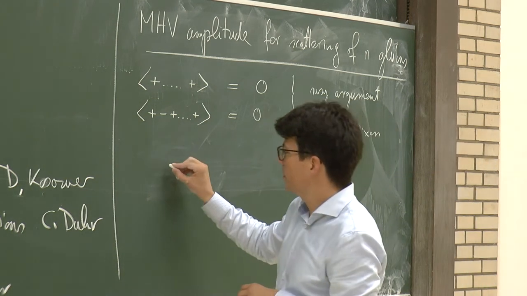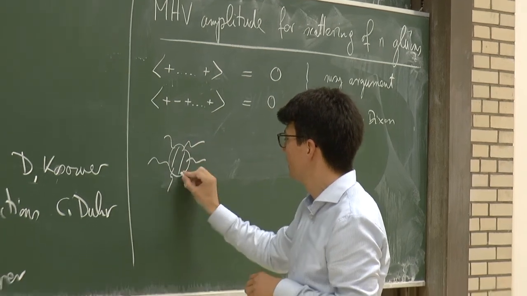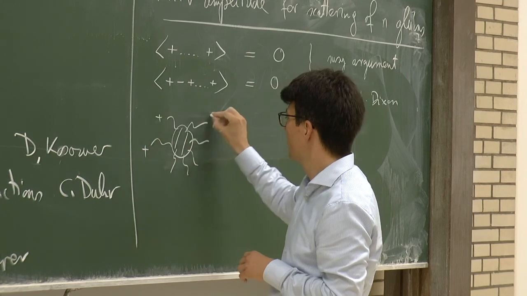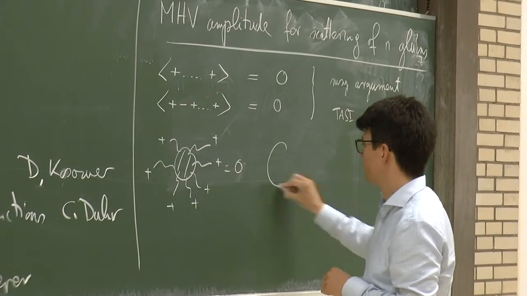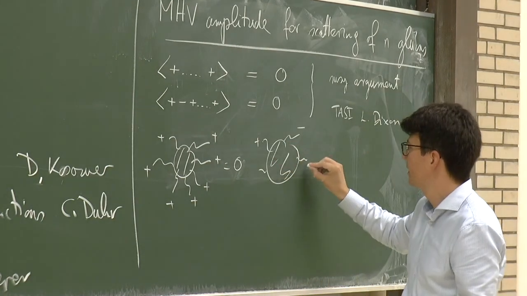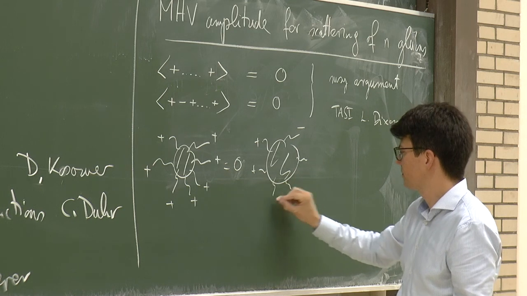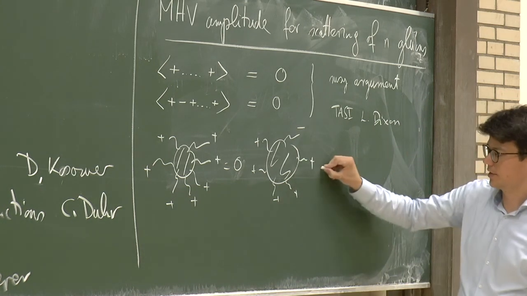So now what did we just see? If we have these scattering amplitudes, all plus helicity, these are zero, and the ones with a single negative helicity gluon, they're also zero.